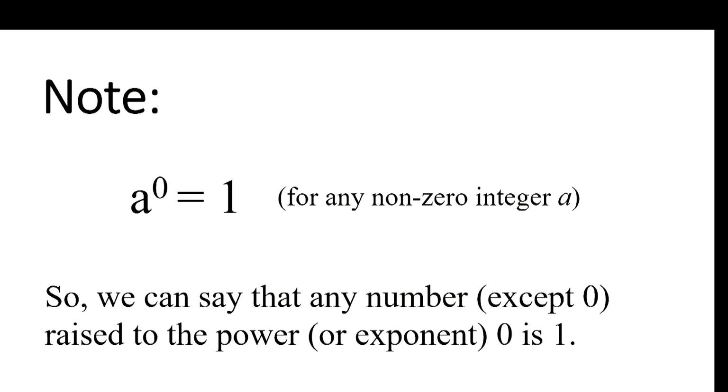So, we can come to the conclusion that any number to the power of 0 will always give us 1. Repeat again, any number to the power of 0 always gives us 1. Here a represents a non-zero integer, so we can say that any number except 0 raised to the power of 0 is equal to 1.